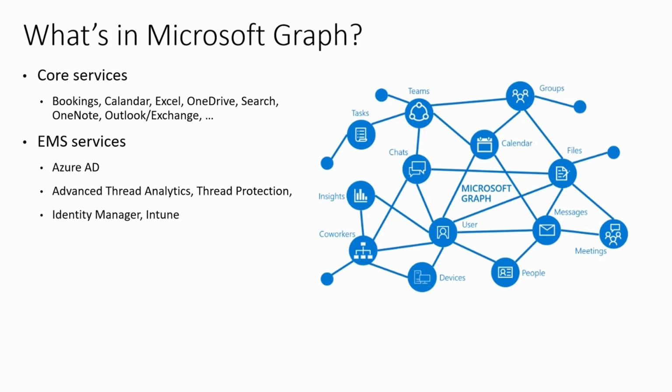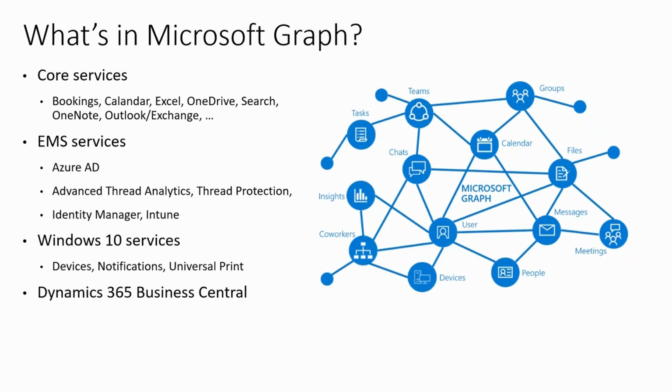It's also about Identity Manager and Intune. Intune really should have the new name, but it's still called Intune here in this slide, where you can query that under the umbrella of the EMS services. You also get access to the Windows 10 device services like device notifications and Universal Print. Dynamics 365 is also available via the graph, where you can query Business Central data out of the graph.